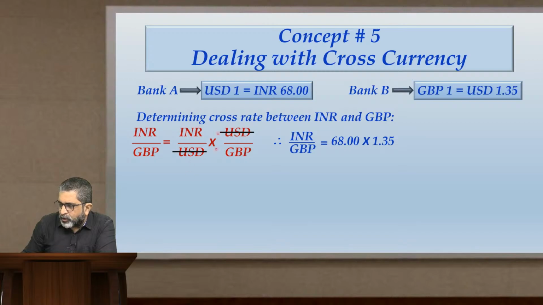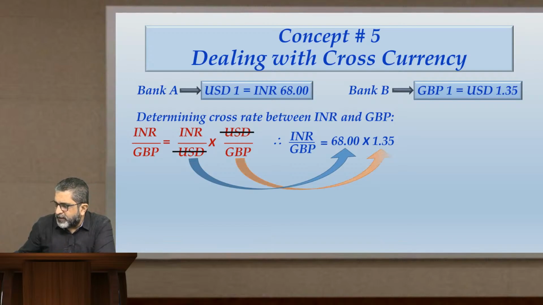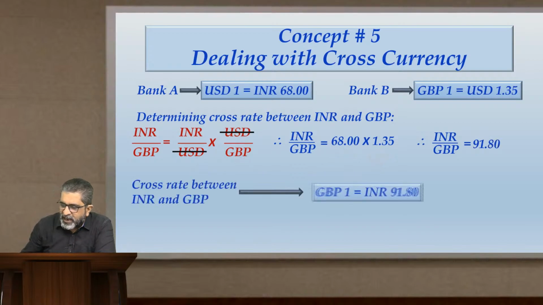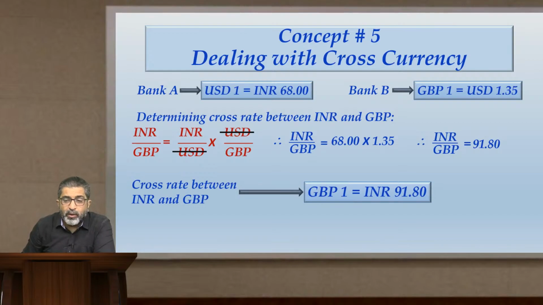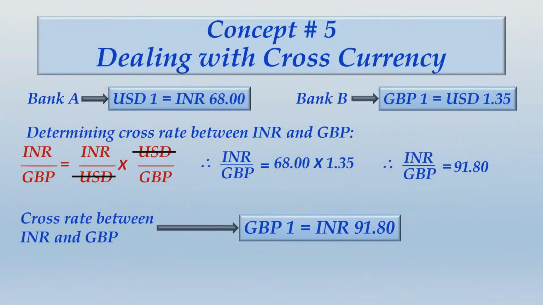As I told you, this quote INR per USD you can get from Bank A, which is 68. USD per GBP you can get from Bank B, which is 1.35. So 68 into 1.35. 68 was the quote of INR per USD, 1.35 is the quote of USD per GBP, and when you multiply these two, you get 91.80. This 91.80 is nothing but the quote of GBP in terms of INR. So you will write INR per GBP equals 91.80, or you can conclude that the cross rate between INR and GBP is GBP 1 equals INR 91.80. So please carefully take note of this example, and then I take you ahead.